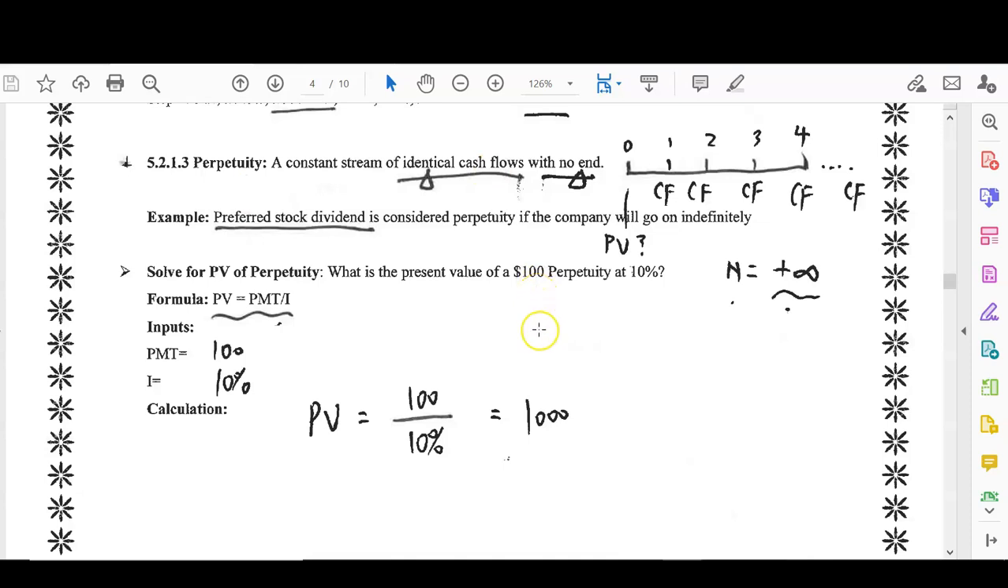For example, what is the present value of a 100 perpetuity at 10%? So here we know n is infinity. It's hard to use the financial calculator because we cannot input an n of infinity. So we just use the formula for perpetuity. Present value equals the payment amount divided by the interest rate. In this case, we use $100 divided by 10%. So we have $1,000. That is the present value of this 100 perpetuity at 10%.